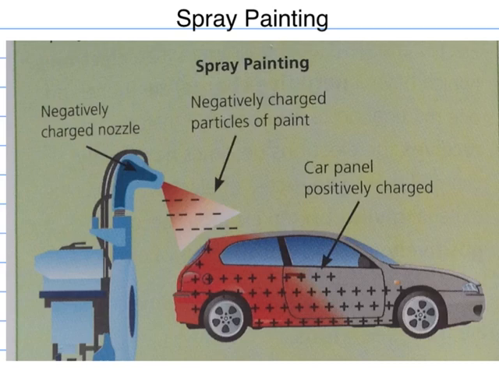Now, you then need to make sure that the car is positively charged, and you can do that by removing the electrons from the car. Now, what this does is it means that the negative paint and the positive car will mean that the opposites are attracted, and this means that you neutralize the paint with the car.